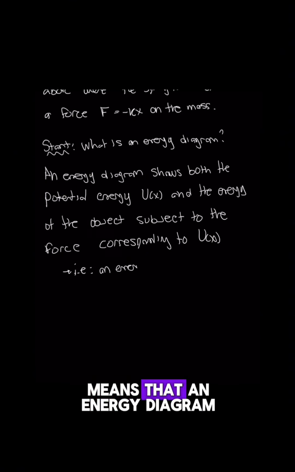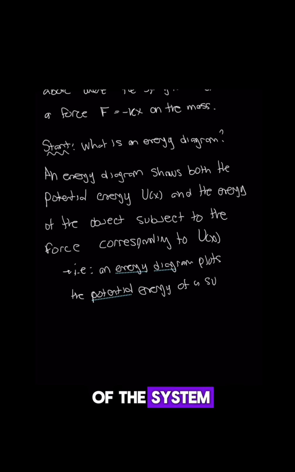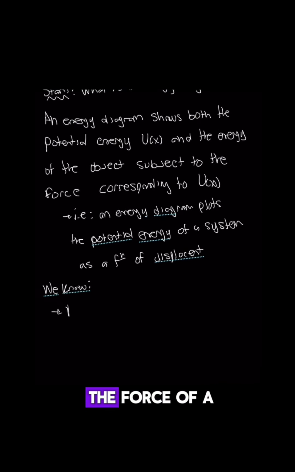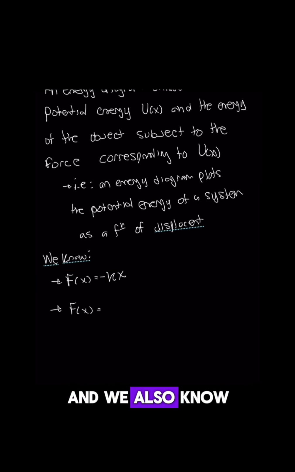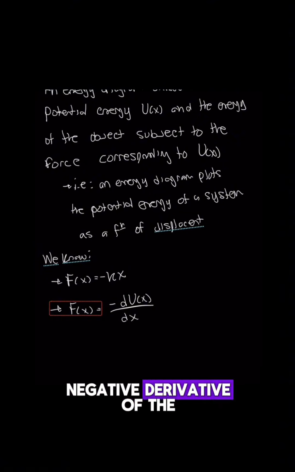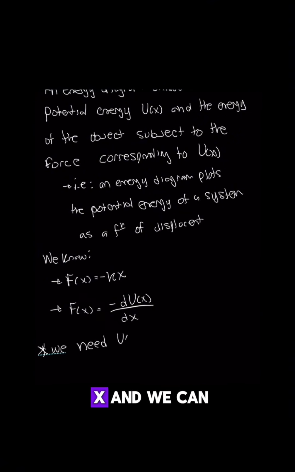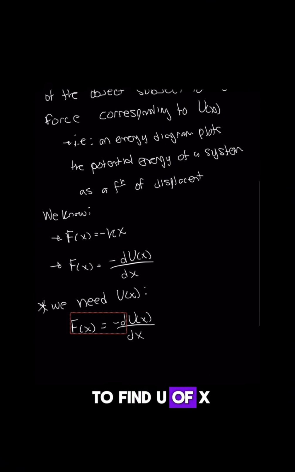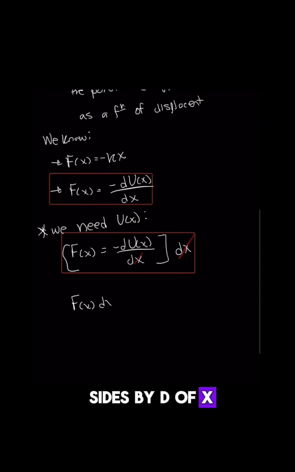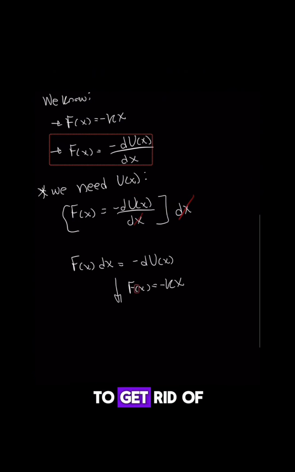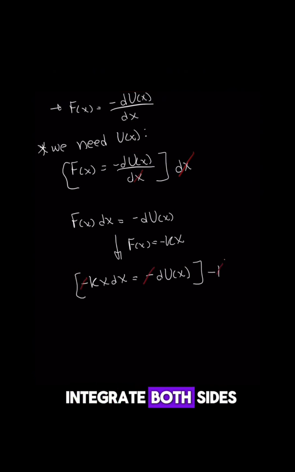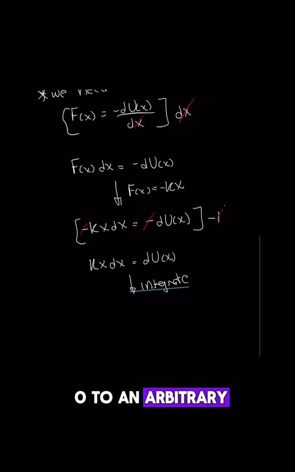So basically, this just means that an energy diagram plots the potential energy of the system as a function of displacement. We know that the force of a spring is equal to negative kx, and we also know that force in general is equal to the negative derivative of the potential energy. We need U of x, and we can use this equation to find it by first multiplying both sides by dx, and then multiplying both sides by -1 to get rid of the negative signs. From here, we can integrate both sides from x equals 0 to an arbitrary point x.